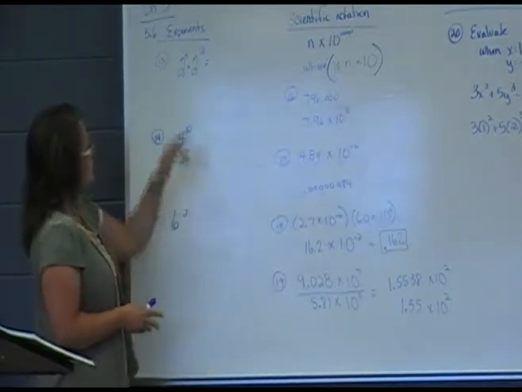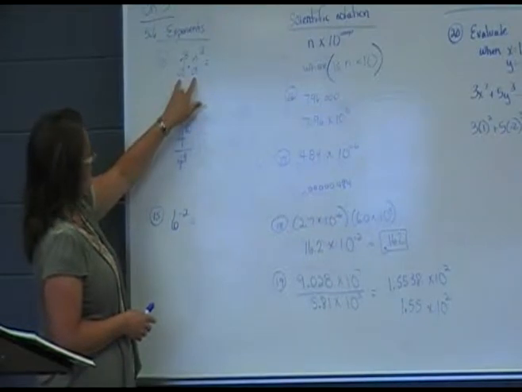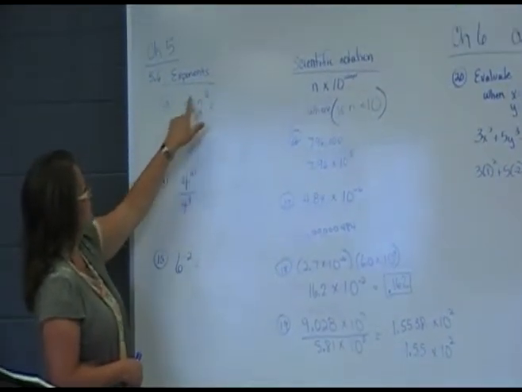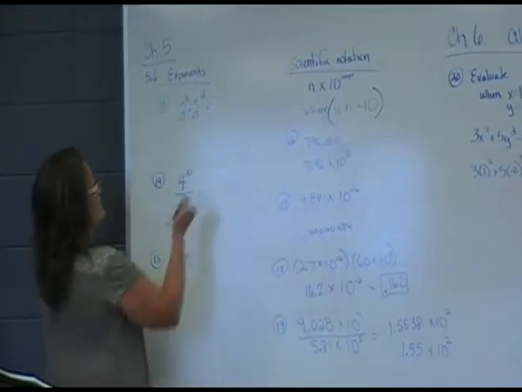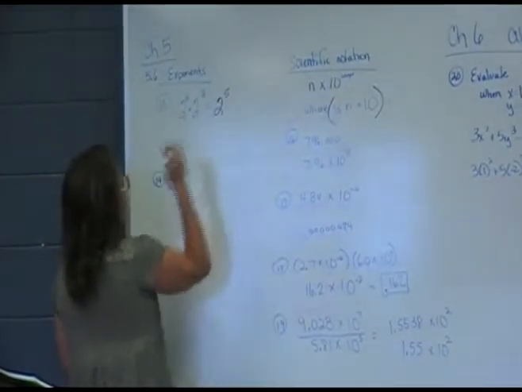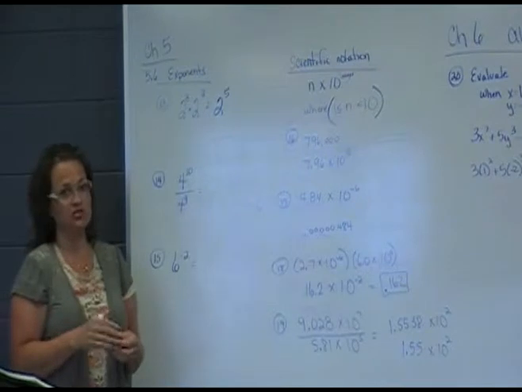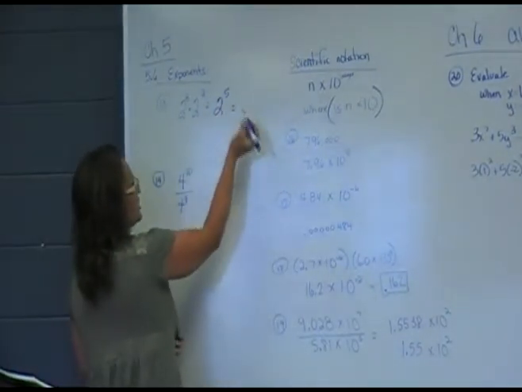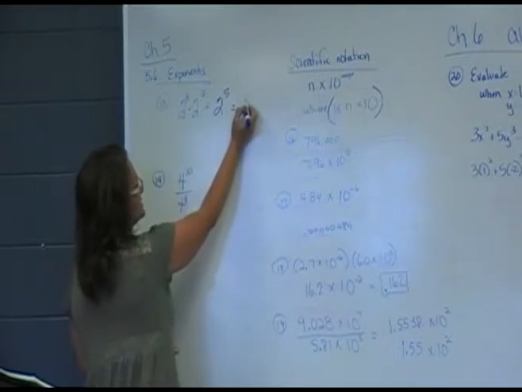But one of the rules says if you have like bases and you're multiplying, you can add the exponents. So 2 to the third times 2 to the second makes 2 to the 5th power. So when you multiply like bases, you add the exponents. But then actually this one asks you just to work it all the way out. So you take 2 raised to the 5th power.